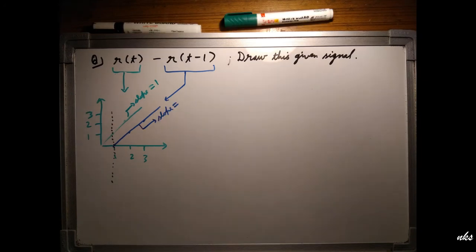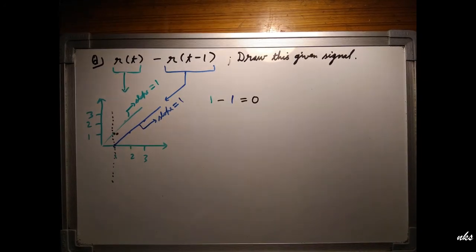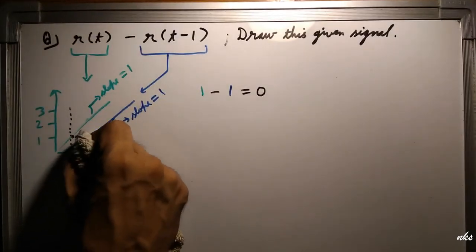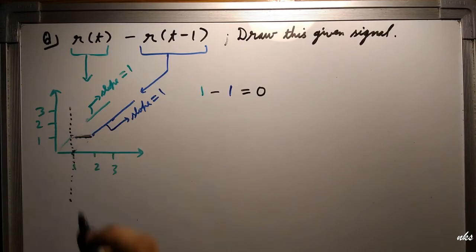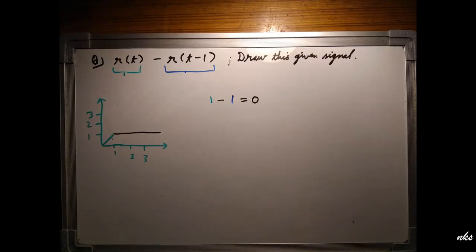Slope of both is 1. So 1 minus 1 is 0. So what will we get? We will get something like this. Starting from t equal to 1, if I subtract r of t minus 1 from r of t, then I will get something like this.